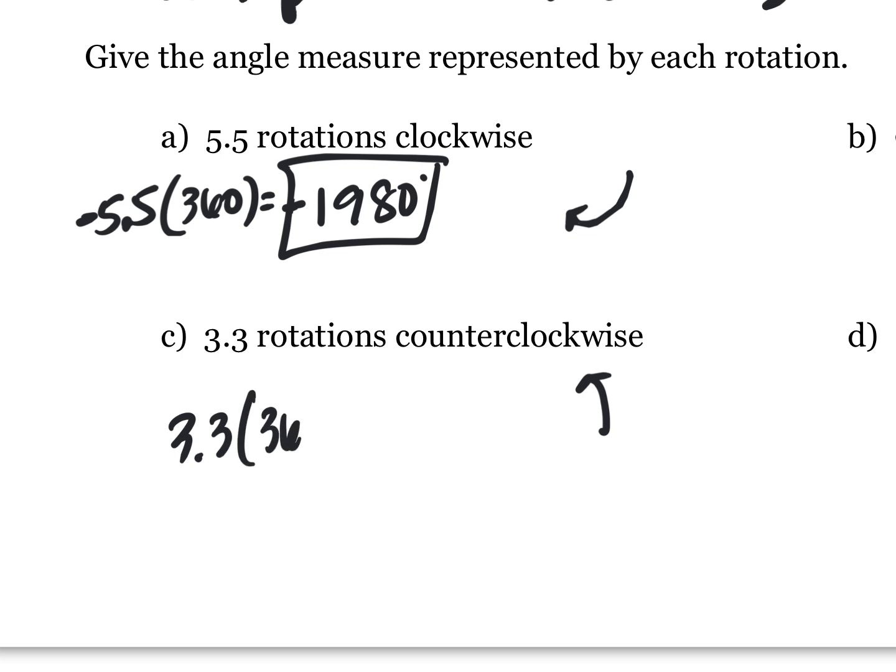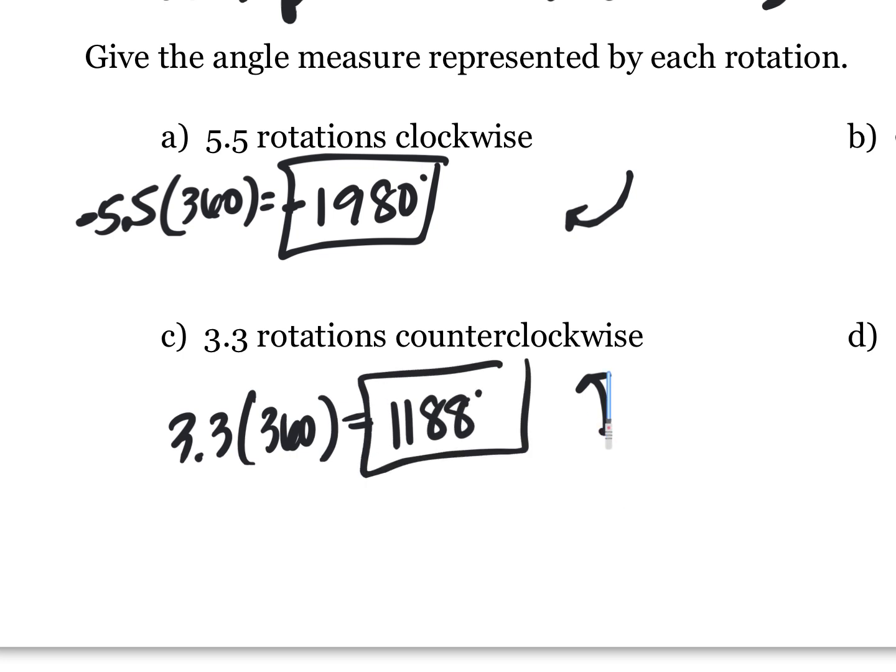3.3 times 360. 1,188, you said? Thanks so much, Shar. Boom. Do we need that to be positive or negative? Clockwise is negative, counterclockwise is positive. It's going up, so that's going to be positive.